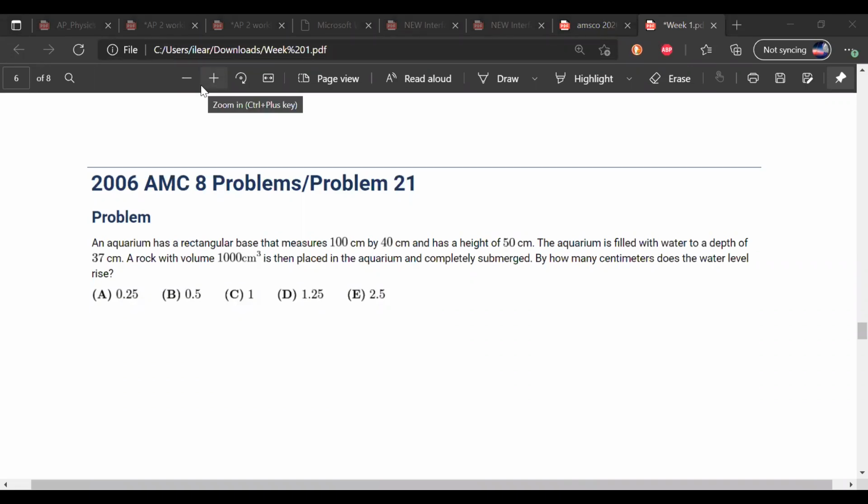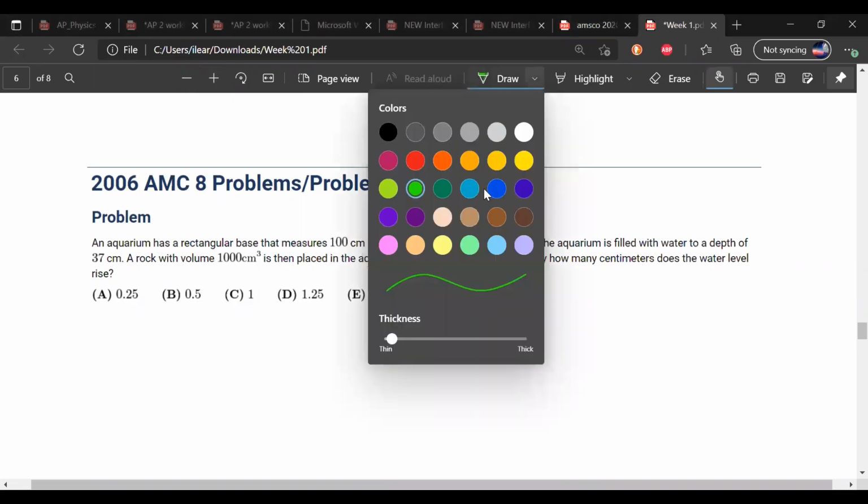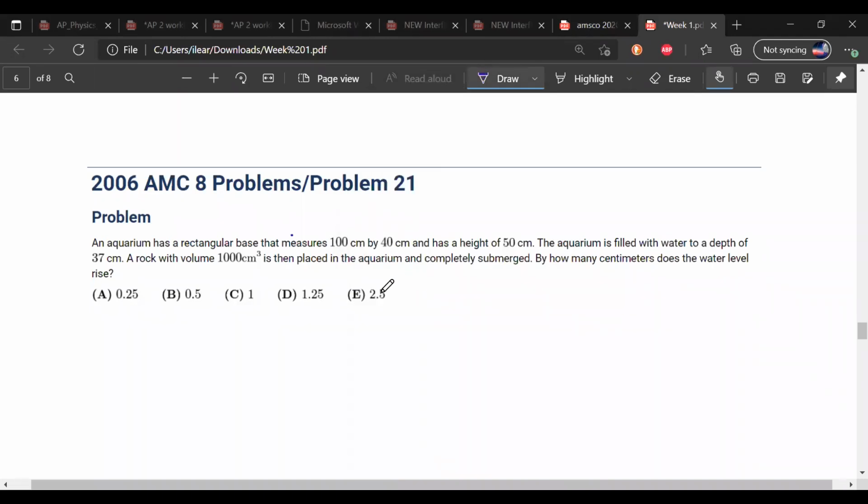So I also want everyone to try this problem, but first I'll give a slight hint. Let me just change colors back to purple, why not? All right. So we know the volume of our aquarium is 100 centimeters times 40 times 50. We also know that it is not filled up to 50 centimeters, but rather to 37. A rock with volume 1,000 centimeters cubed is then placed in the aquarium.